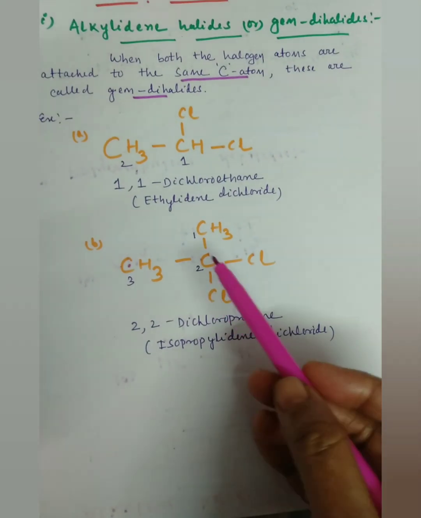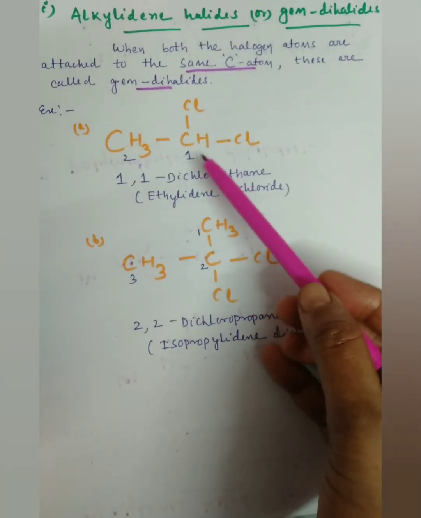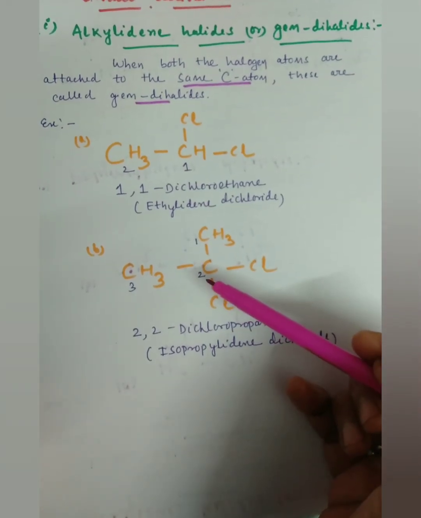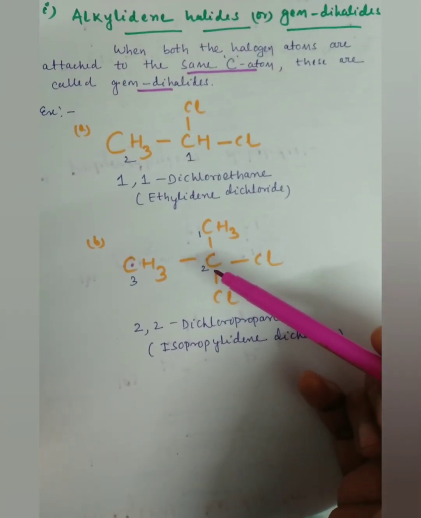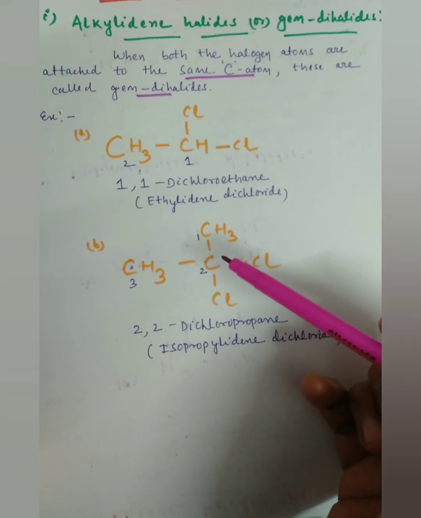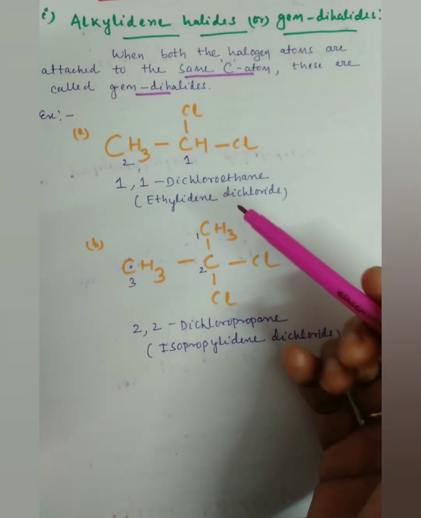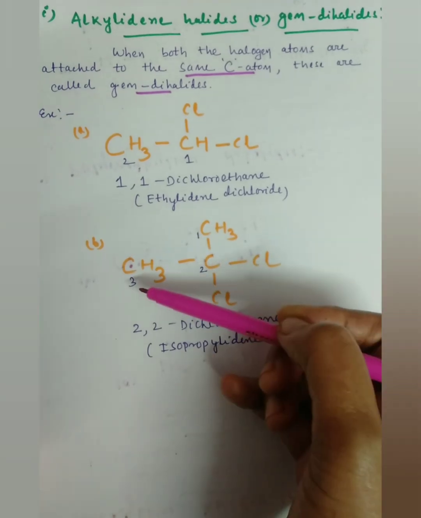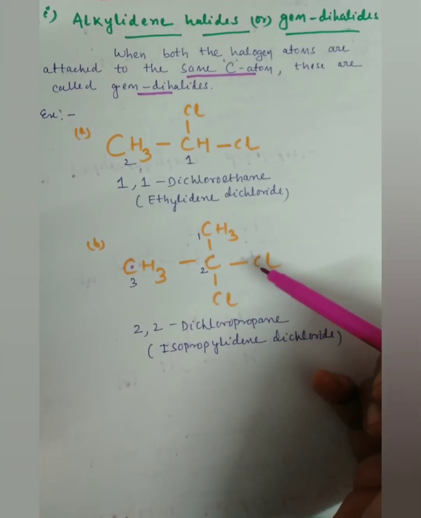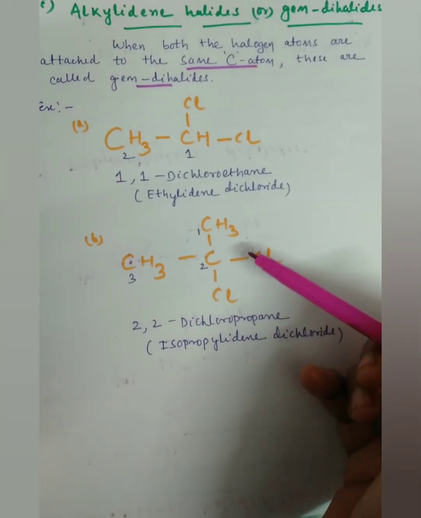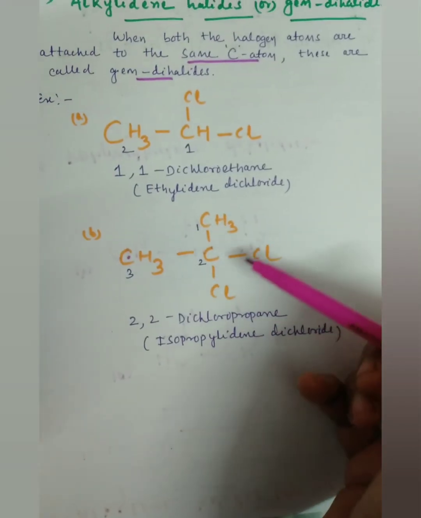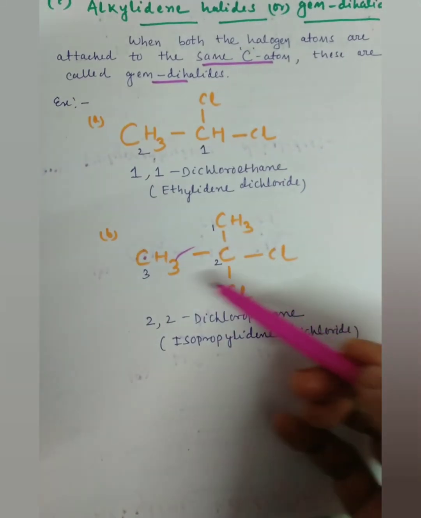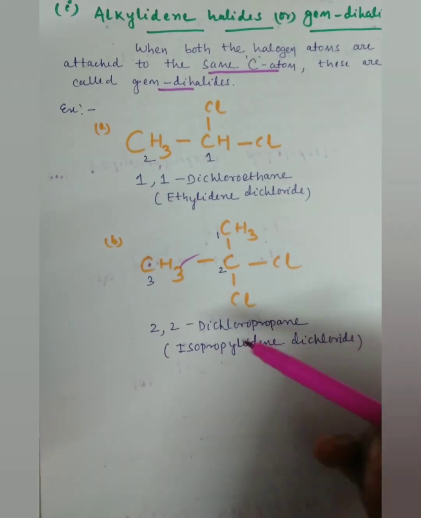Similarly, another example where here the two chloro halogens are attached to position 2. Whatever may be the position, the two halogen atoms should be attached to the same carbon atom. Here if you want to write the IUPAC name of this compound, 1, 2, 3, in position 2 there are two halogen atoms. So what is the name? 2,2-Dichloropropane. Now what is the common name of this compound? Isopropylidene dichloride. This is your iso group. Okay, this is isopropylidene dichloride.